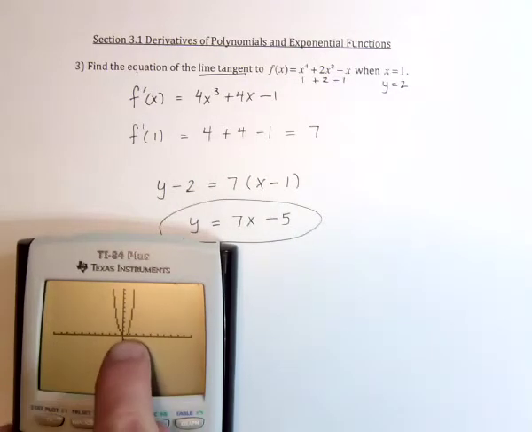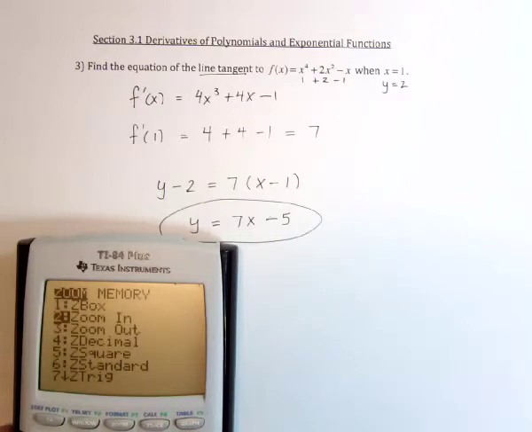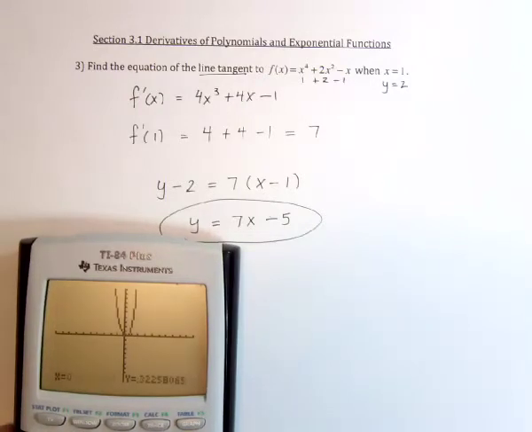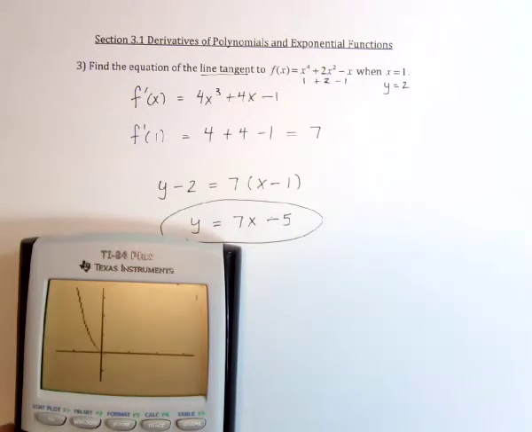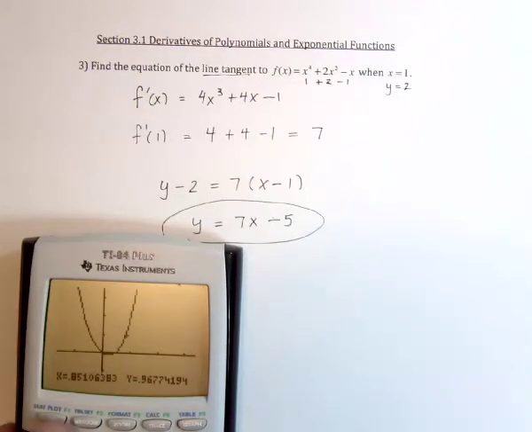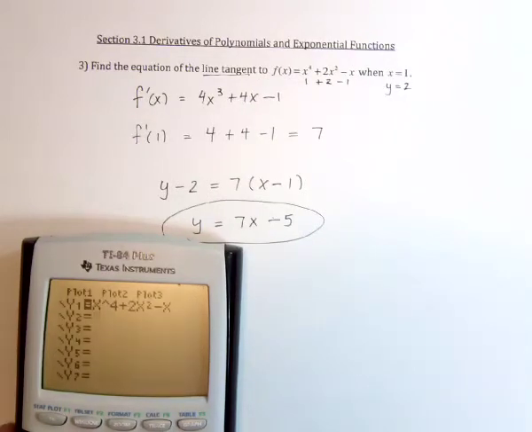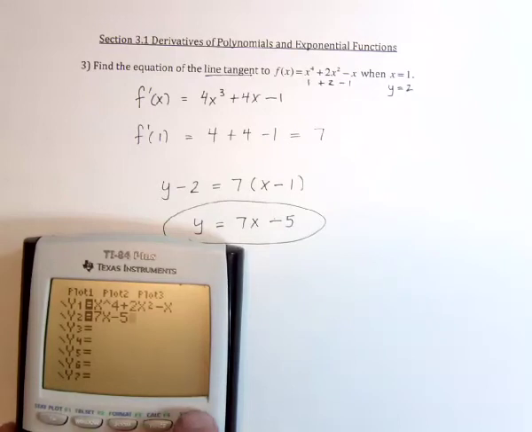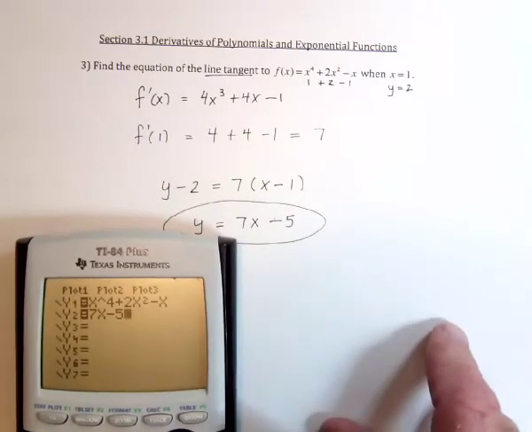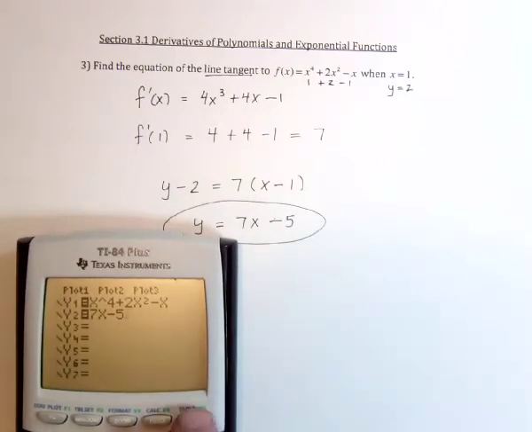Now when x equals 1, so that's this area right in here, so actually I could zoom into that area right about there and see what's going on. And then if I also graph the equation of the tangent line, 7x minus 5, what should happen is it should touch the graph at that one point.